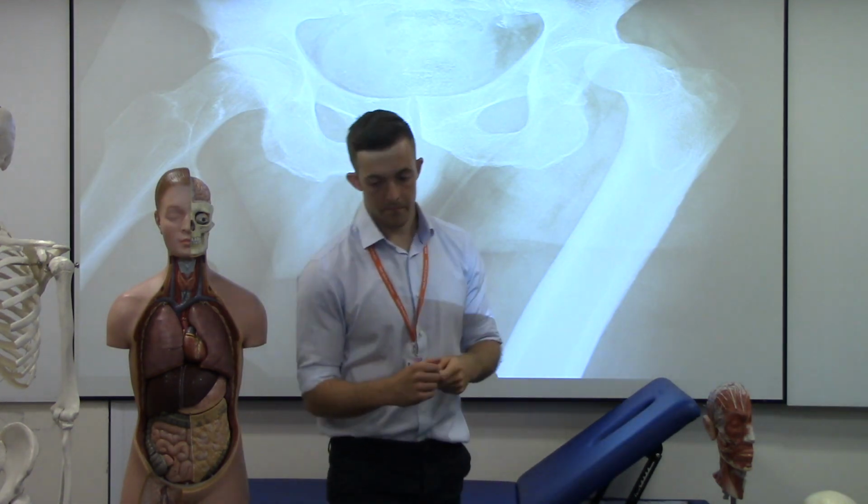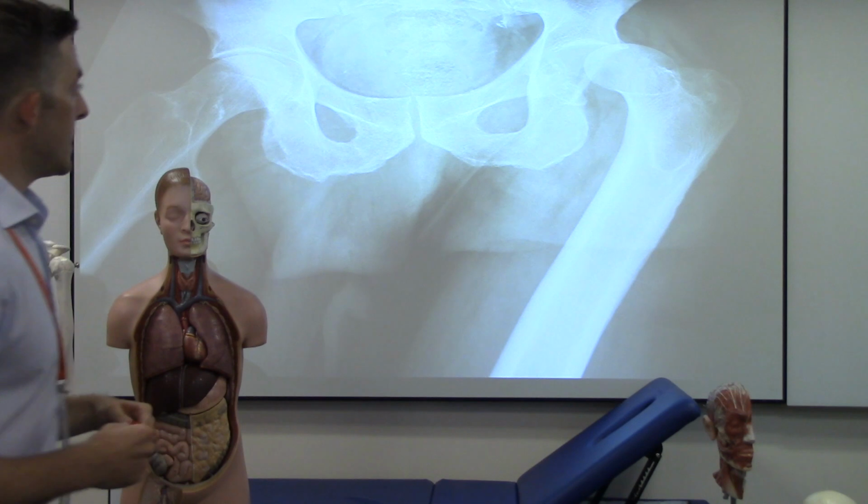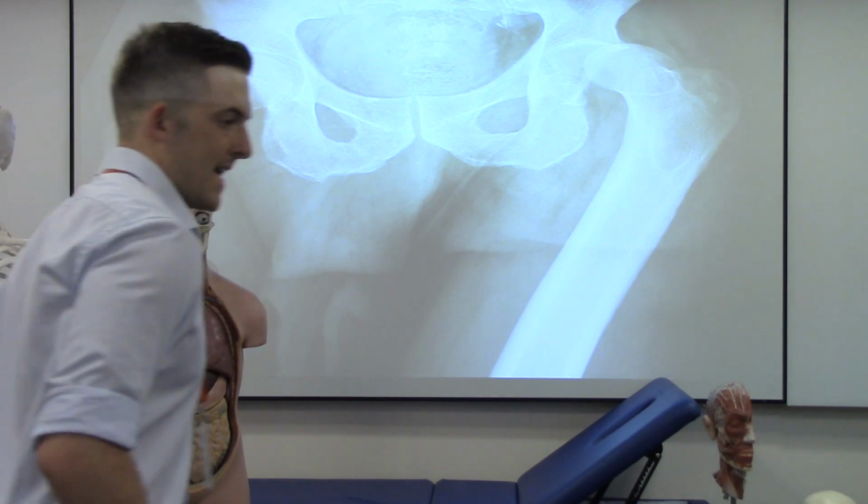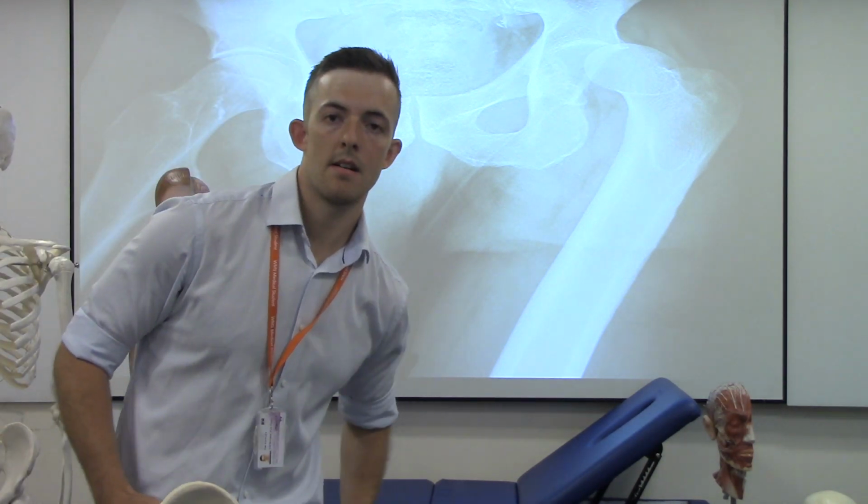This is an X-ray, and it's a posterior dislocation of the hip. This is something that, as an A&E doctor, you'll see quite regularly. The reason being, a typical mechanism for this happening is in a car crash.